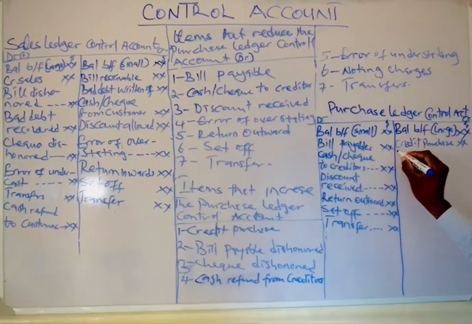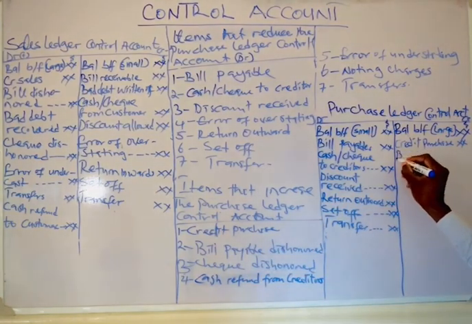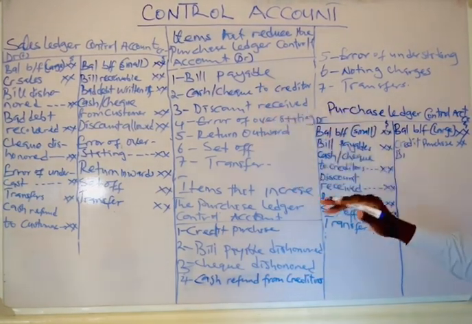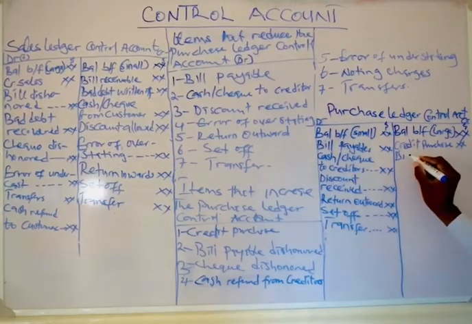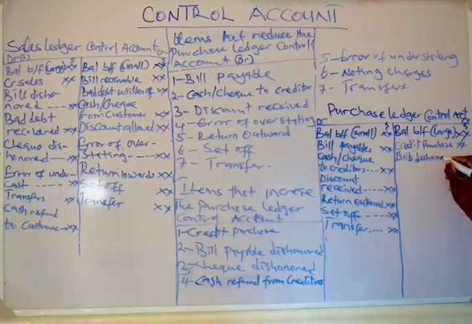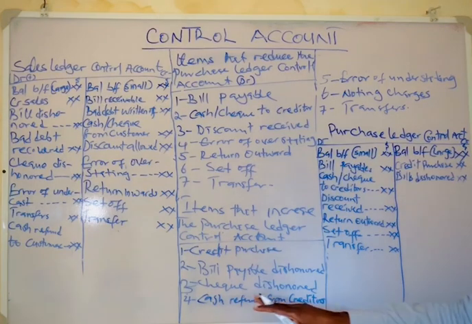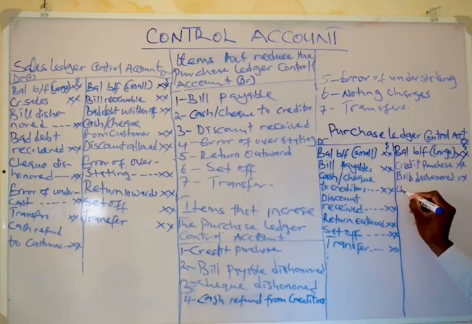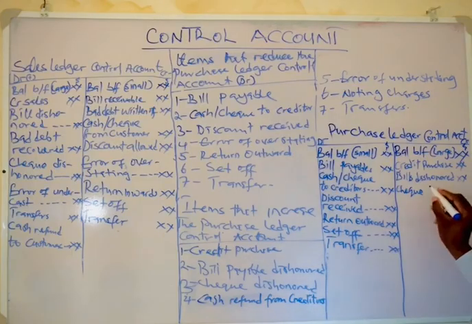Bill payable. Bill payable dishonored is the opposite of all these items. It's the same thing as the sales ledger control account. Bills dishonored. Check dishonored. The control account is a simple topic in accounting. Check dishonored.